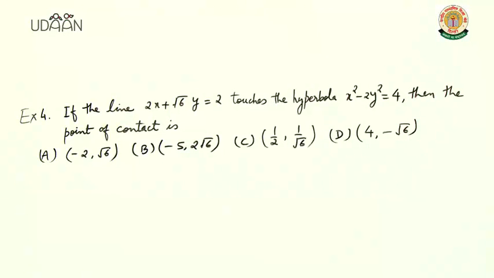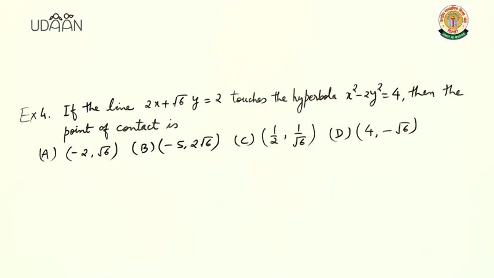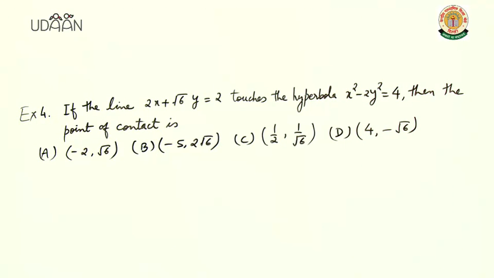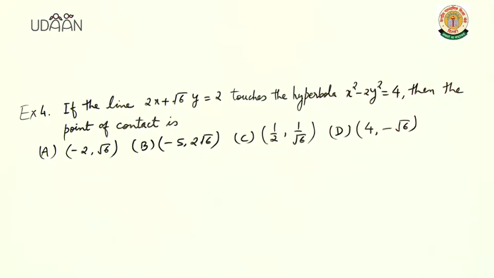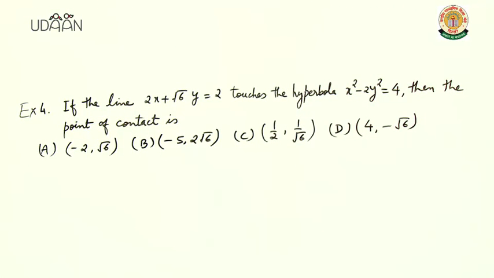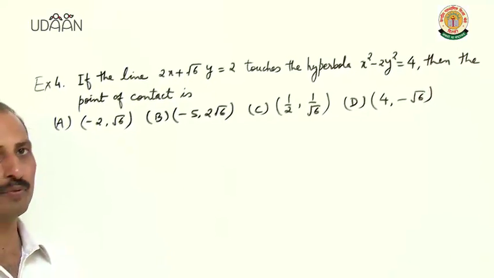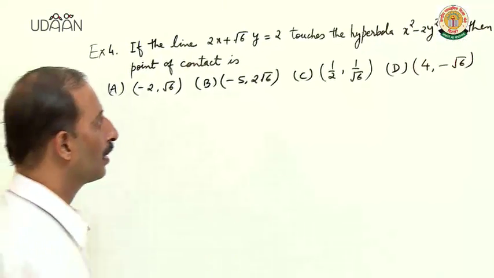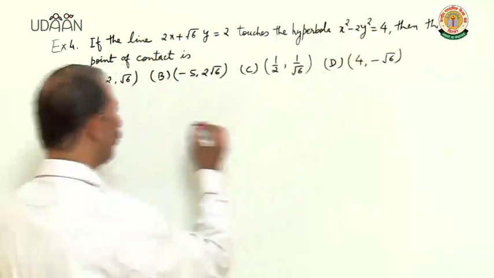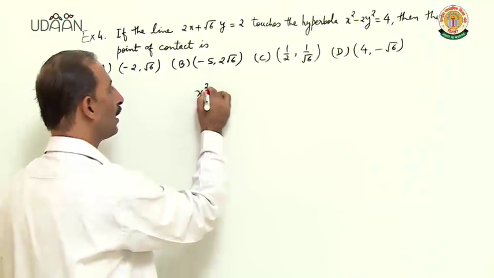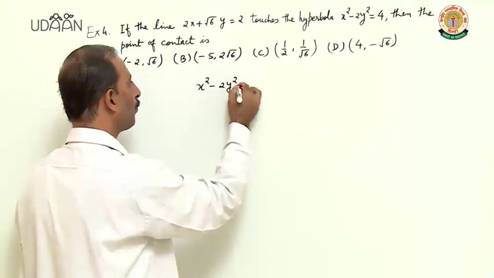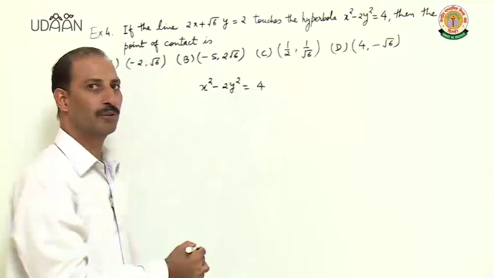In this example, if the line 2x plus root 6y is equal to 2 touches the hyperbola x square minus 2y square is equal to 4, then the point of contact is. The equation of tangent of the hyperbola is given. Now we have to find out the point of contact. Children, see here, the equation of hyperbola is not given in the standard form. First of all, convert this equation into the standard form.